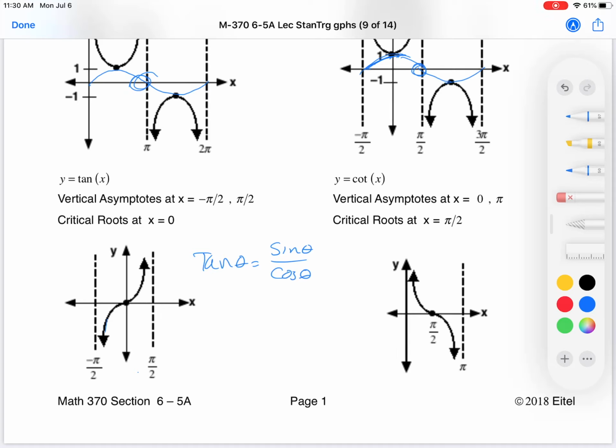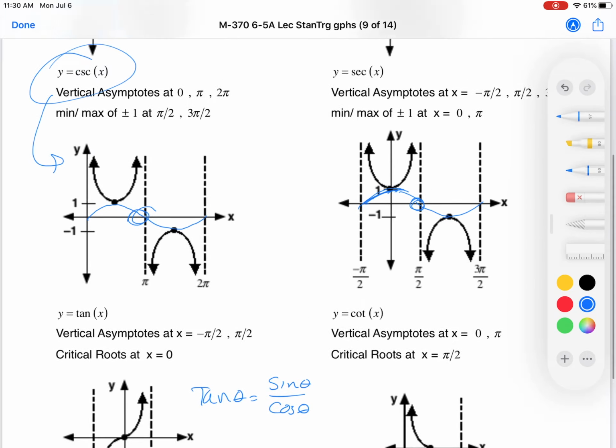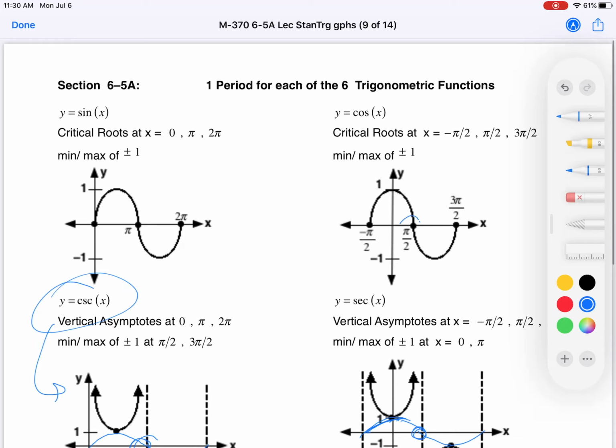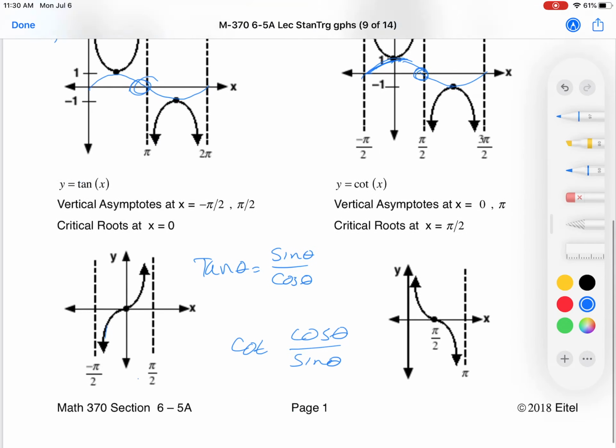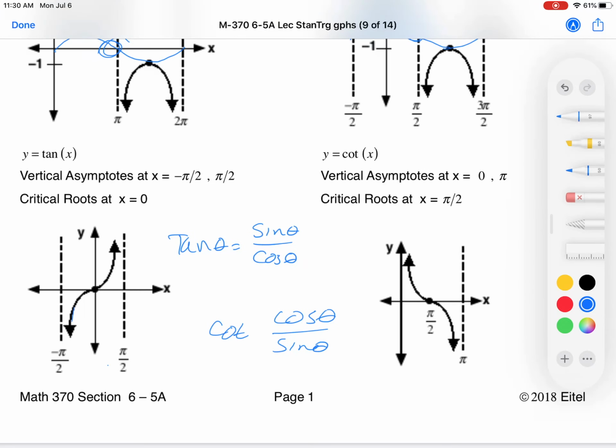Cotangent then is cosine theta over sine theta. So I'm trying to think, well, when is cosine theta 0? And cosine theta is 0 at pi over 2. Well, that's exactly where cotangent theta is going to be 0. So remember, this right here represents first quadrant angles because they're between 0 and pi over 2. So cotangent is going to be positive there. But in the second quadrant, between pi over 2 and pi, it's going to be negative.